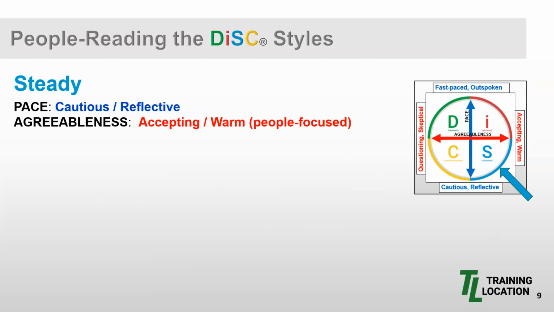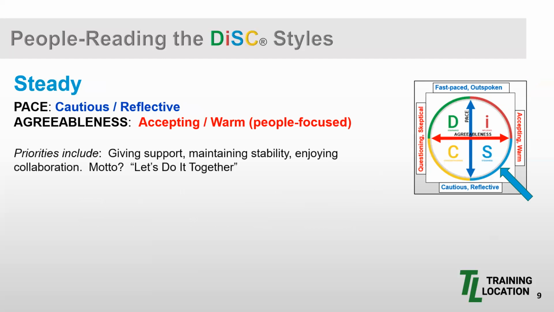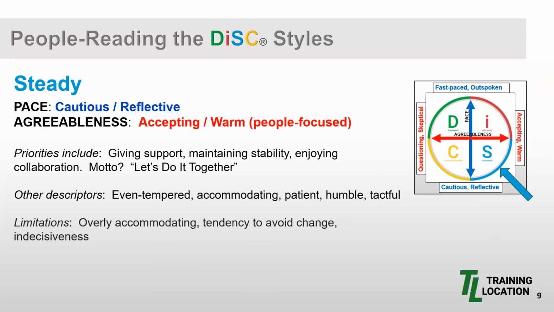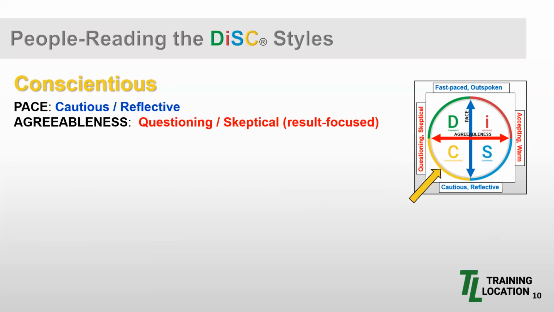Next, we move to steady. Their priorities include giving support, maintaining stability, enjoying collaboration. If they had a motto, it would be let's do it together. Other descriptors, even tempered, accommodating, patient, humble, and tactful. If S has any limitations, they can become overly accommodating, have a tendency to kind of avoid change, and even seem indecisive. And finally, conscientious.